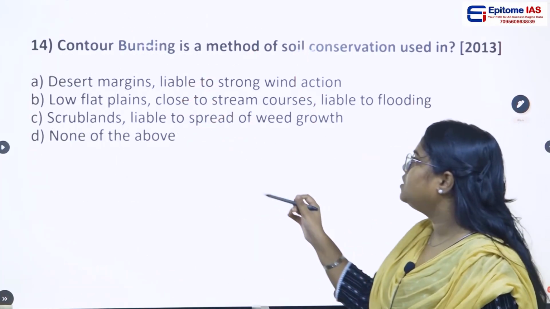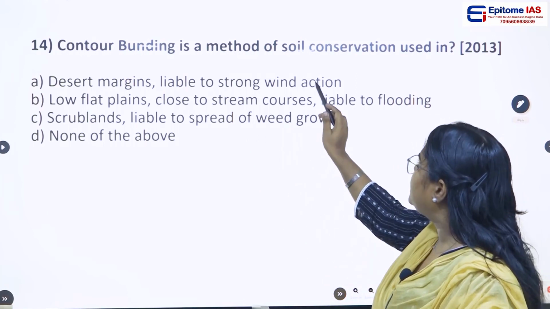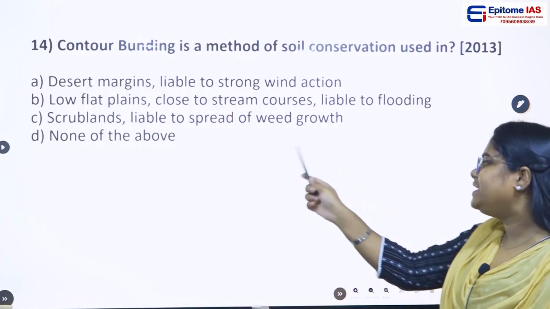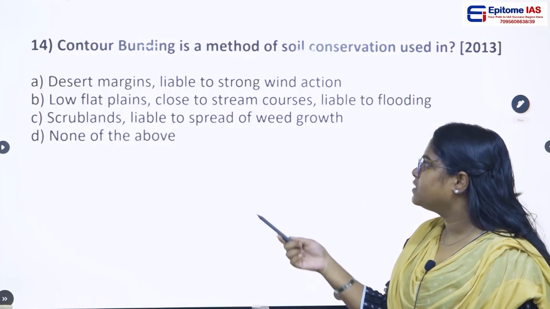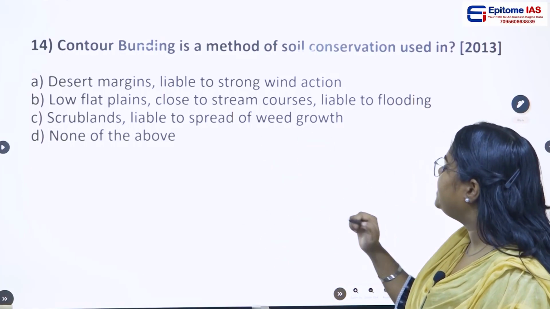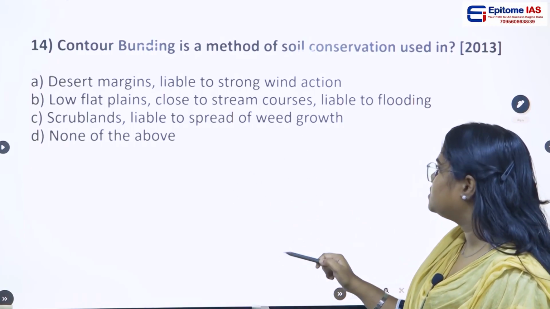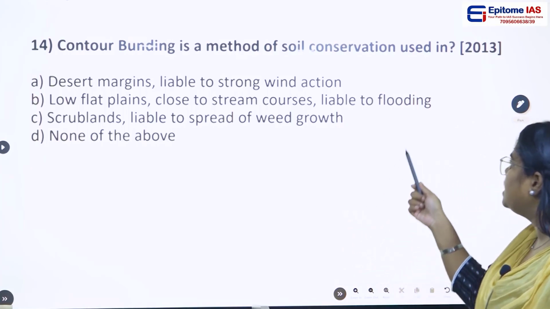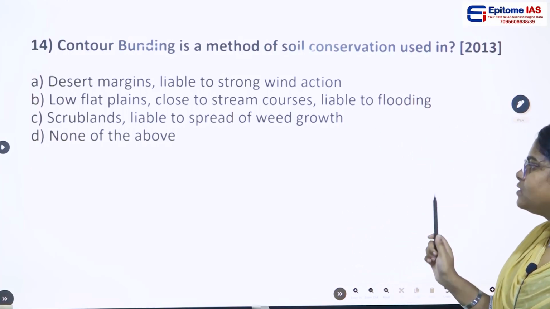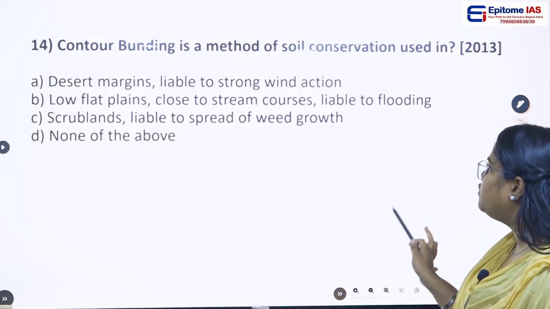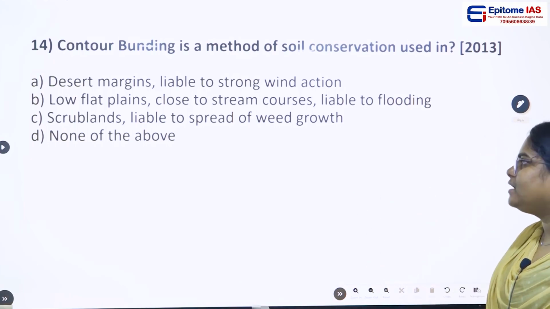So the next question: contour bunding is a method of soil conservation used in: Option A, desert margins liable to strong wind action. Option B, low flat plains close to stream courses liable to flooding. Option C, scrublands liable to spread of weed growth. Option D, none of the above.